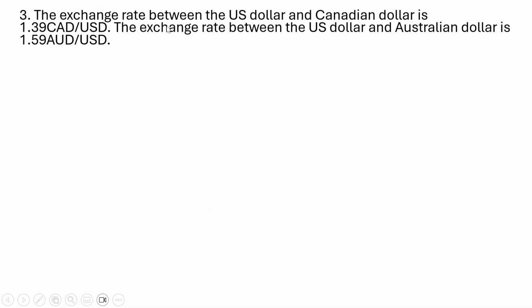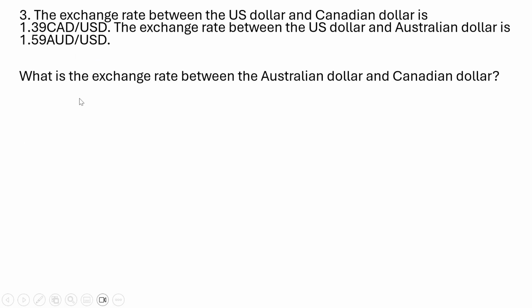And question 3, the exchange rate between the US dollar and Canadian dollar is 1.39 Canadian dollars per US dollar. The exchange rate between the US dollar and Australian dollar is 1.59 Australian dollars per US dollar. Let's find the exchange rate between the Australian dollar and Canadian dollar.